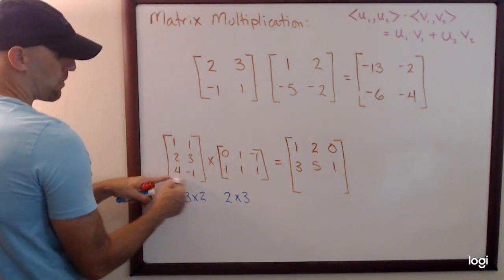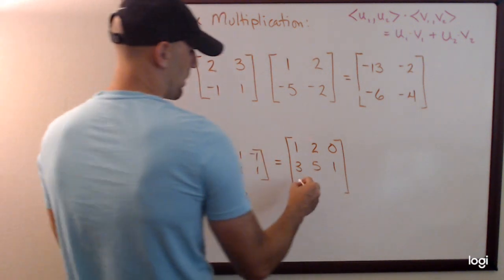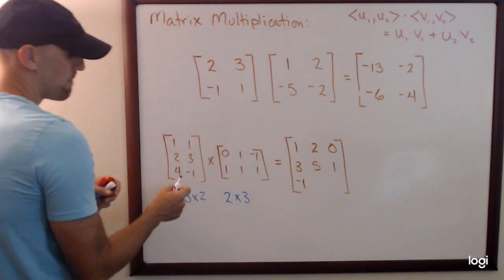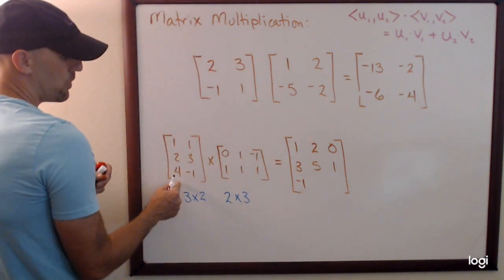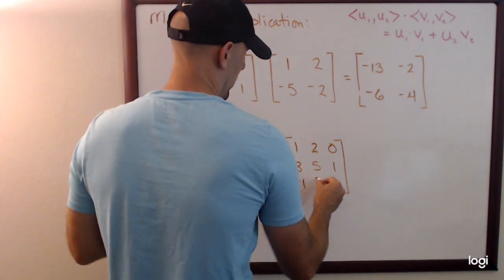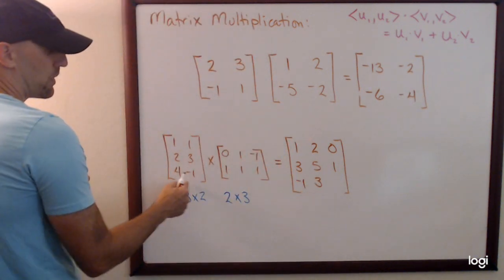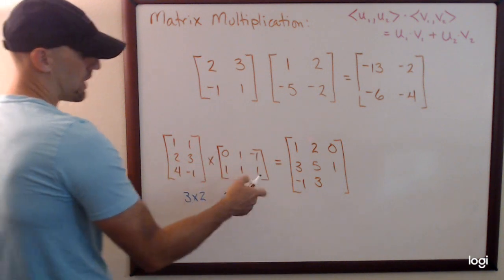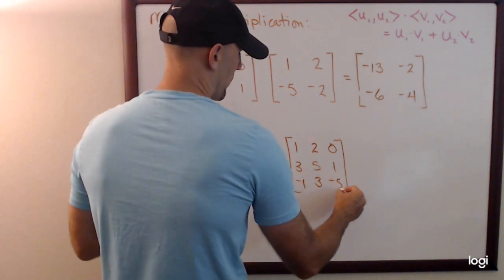3, 1 entry. Row 3, column 1. 4 times 0, -1 times 1, that's -1. Okay? 3, 2. Row 3, column 2, 4 times 1, -1 times 1, that's 3. Last one, 3, 3 entry, 4 times -1, -1 times 1, that's -5. So there's my product.